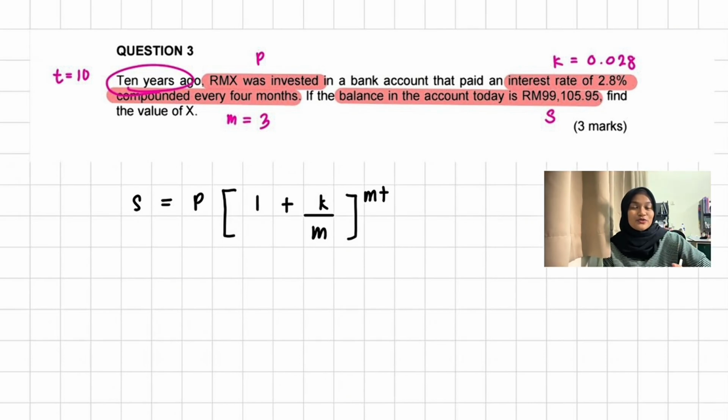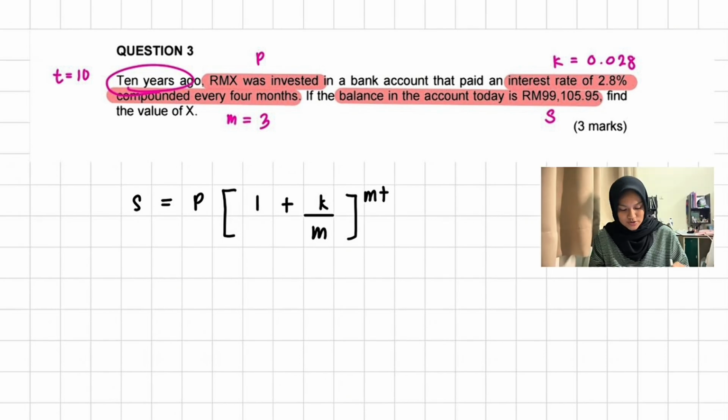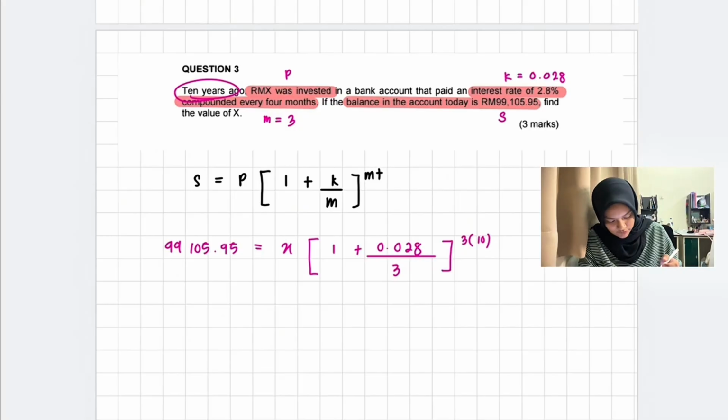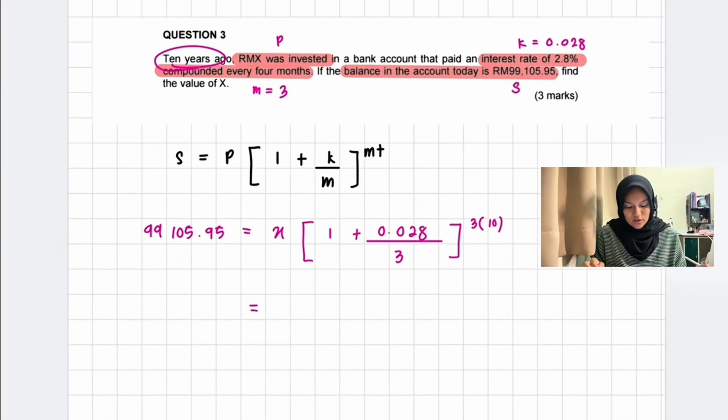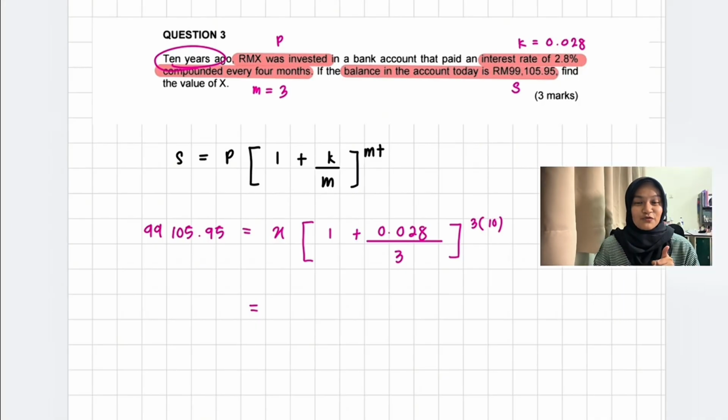There, I already helped you to identify the keyword. We use the formula S equals P(1 + K/M)^(MT). Let's fill the numbers into the formula. Here, you can use a direct calculation using a calculator or do it one by one. If you don't know how to use algebra, refer to this video.